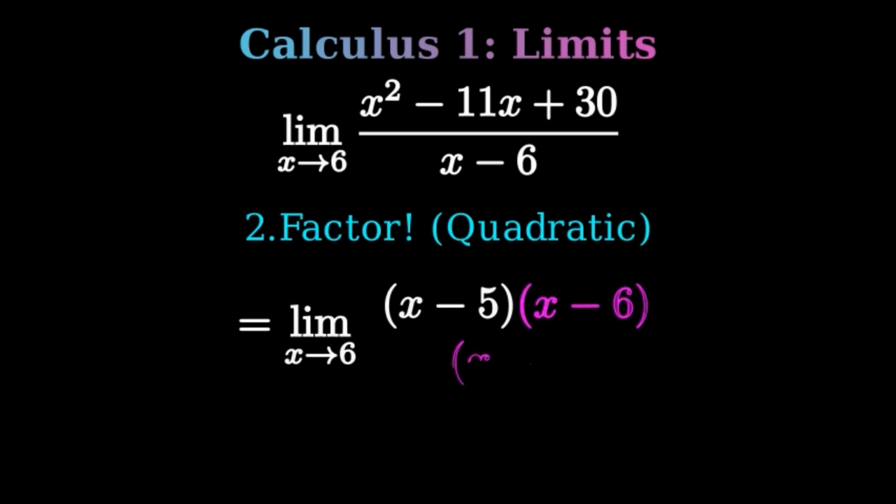Well, what does that look like? The limit as x approaches 6, at the top we'd have x minus 5 times x minus 6 over x minus 6. Well, use your algebra and look what's going to happen. You see the things in purple, those two things are going to cancel out. So let's cancel those out real quick. And right here, I'm left with just x minus 5.